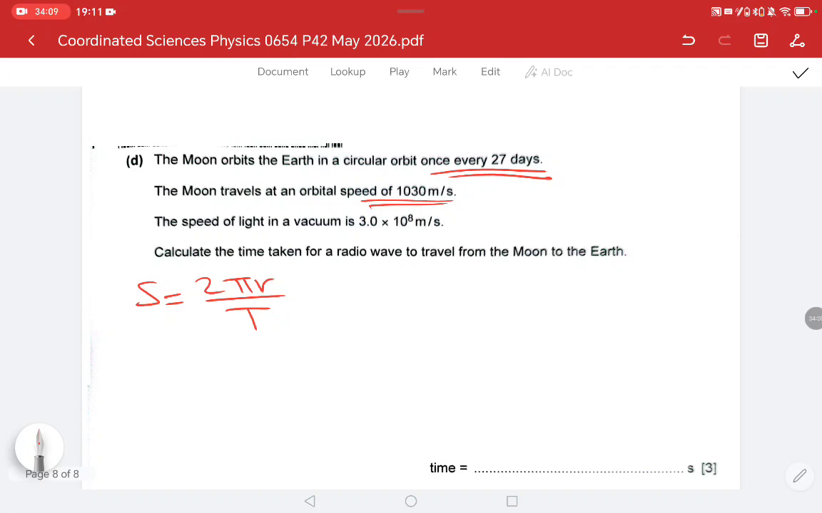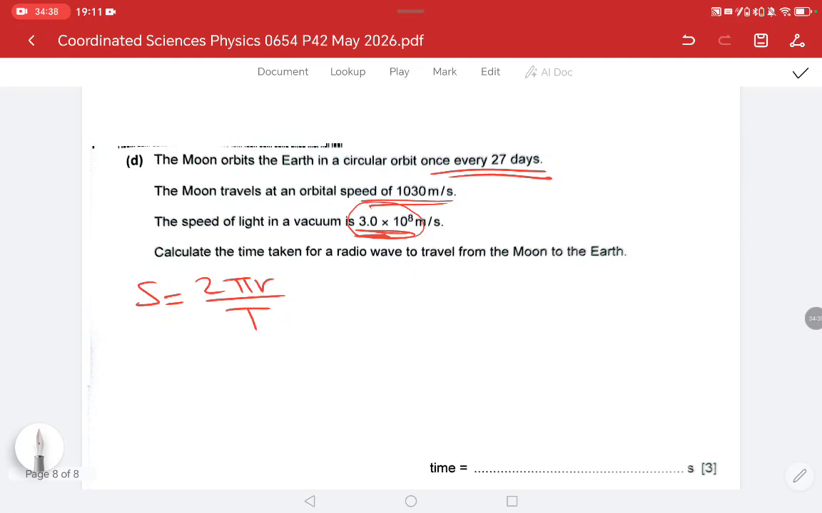And the speed of light they are giving, good that they are giving this unit for you, sometimes they don't. Calculate the time taken, but they give this one to you, it means you have to use it. If it's not given, you may think about it, but that's good that it's given. So this is a good hint for you. Calculate the time taken for a radio wave to travel from the moon to the Earth.